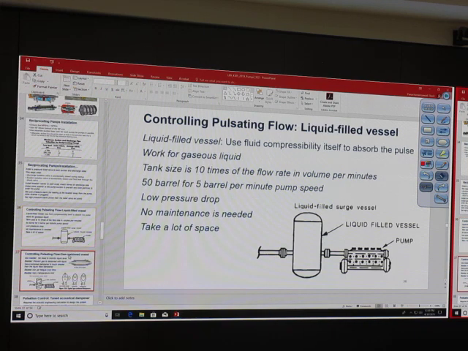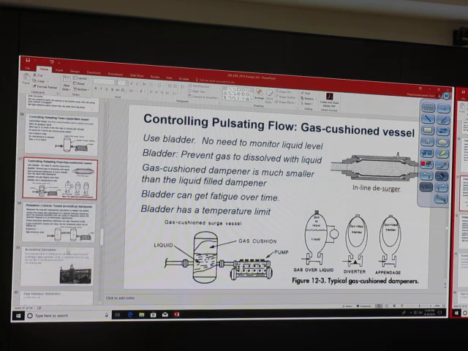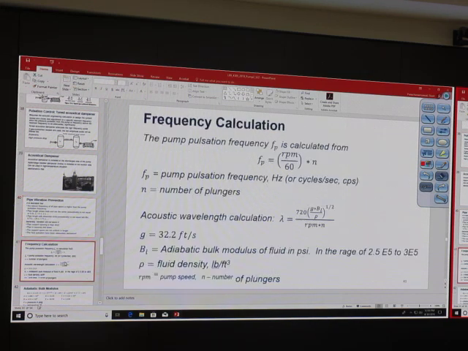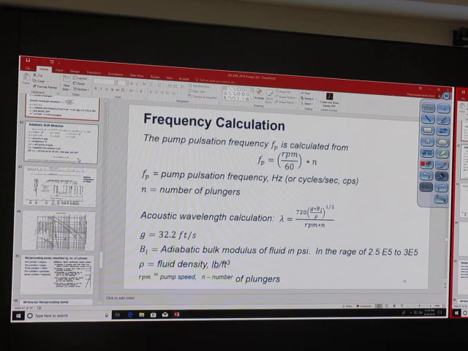Liquid filled vessel, gas cushion vessel. I think you wrote it down already. Tune acoustic dampener. We don't do the frequency thing, okay?